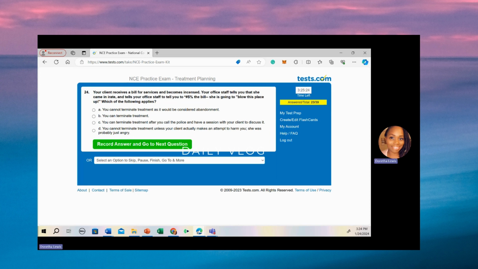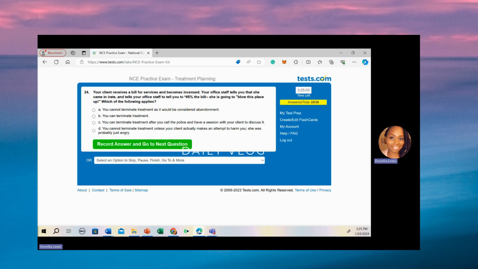Your client receives a bill for services and becomes incensed. Your office staff tells you that she came in irate and yelled to tell you and your office staff to fix the bill. She is going to blow this place up. Which of the following applies?